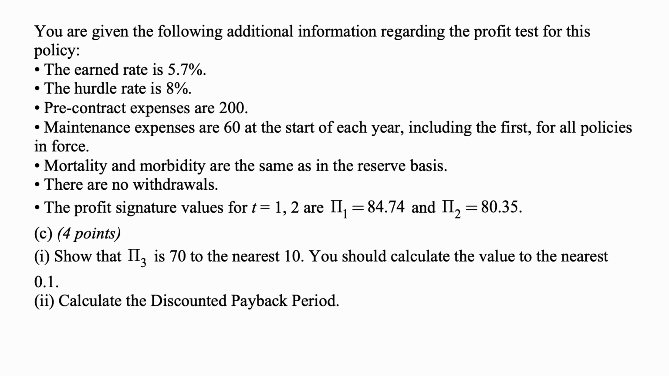Mortality and morbidity are the same as in the reserve basis. There are no withdrawals. The profit signature values for t equal to 1, 2 are pi 1 equals 84.74 and pi 2 equals 80.34. For Part 1 of Part C, we need to show that pi 3 is 70 to the nearest 10. You should calculate the value to the nearest 0.1. And Part 2 of Part C asks us to calculate the discounted payback period.